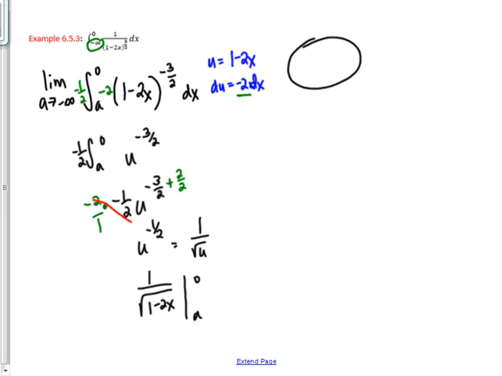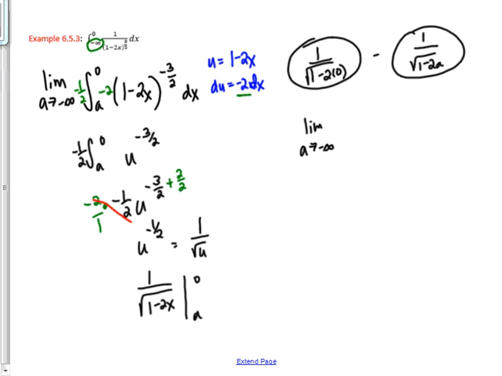So let's plug that in. That would be 1 over the square root of 1 minus 2 times 0, minus 1 over the square root of 1 minus 2a. This is the limit as a approaches negative infinity. That's just going to give me 1 minus 1 over the square root of 1 minus 2a. When you're doing limits at infinity or negative infinity, you're always looking for your higher power of, usually we have x, but my variable here is a. If your higher power of a is in the bottom, that piece zeroes out. So the only thing left is just 1, and as long as I get a number answer, I get to say it converges.